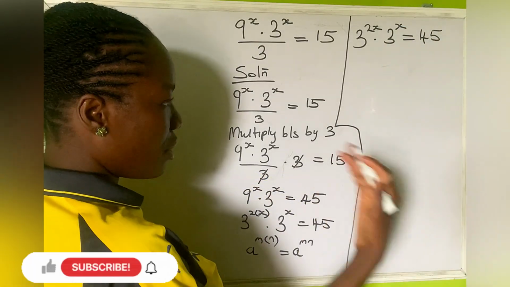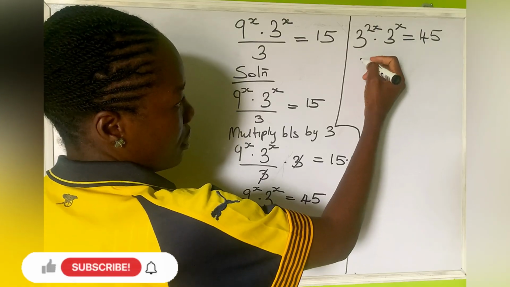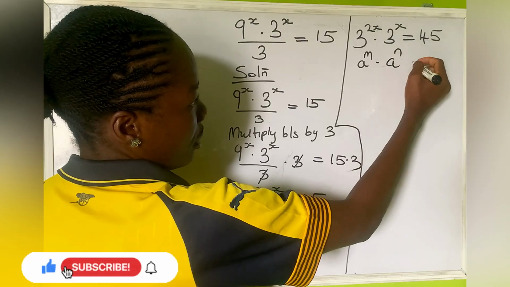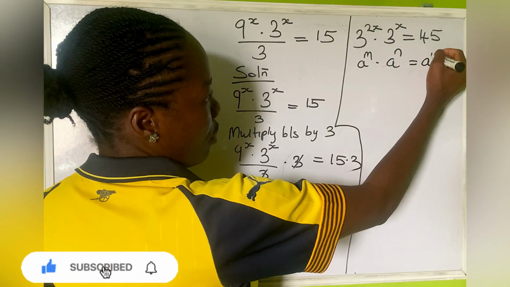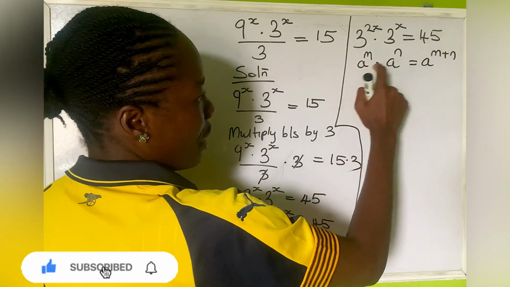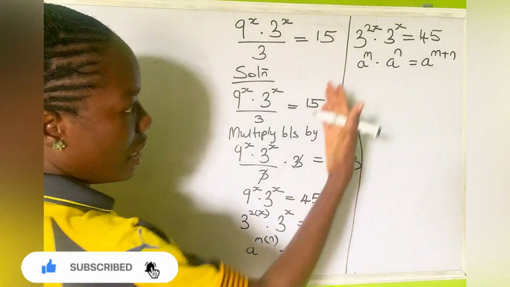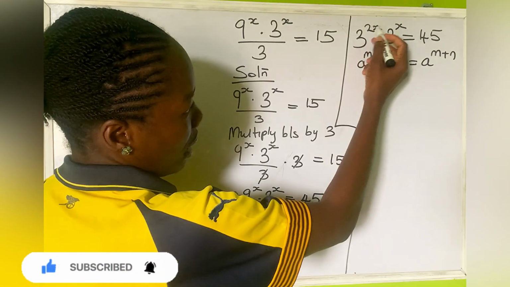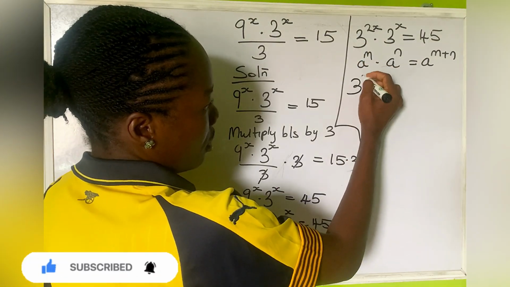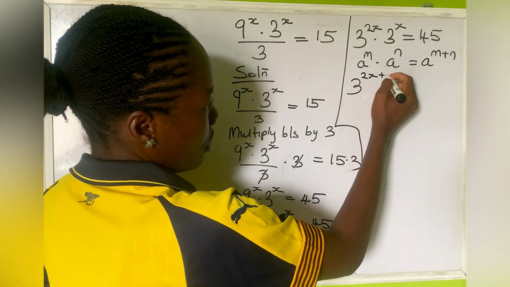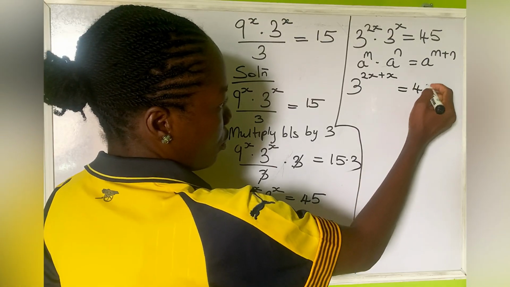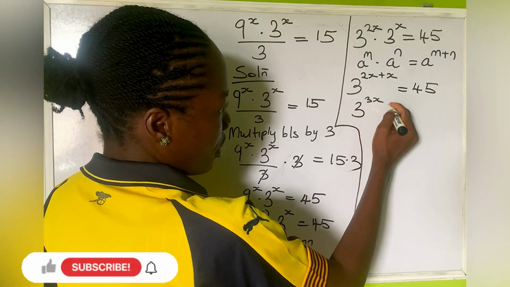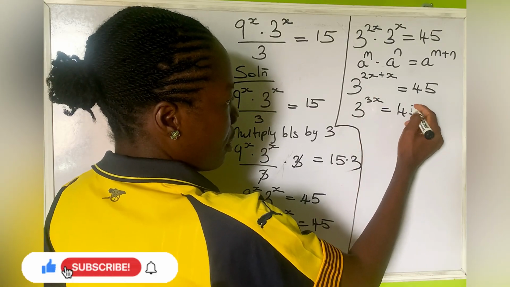Good. So another rule that we can apply here is when you have a to the power of m multiplied by a to the power of n, the same thing as saying a to the power of m plus n, because we have our bases the same, and here we have 3. So we can add up the powers, right? So here we add up these two powers. That means we have 3 to the power of 2x plus x is equal to 45, right? So when we add this up, we have 3 to the power of 3x is equal to 45.